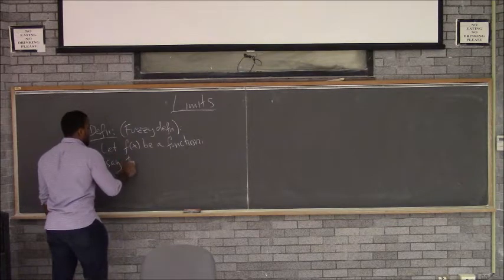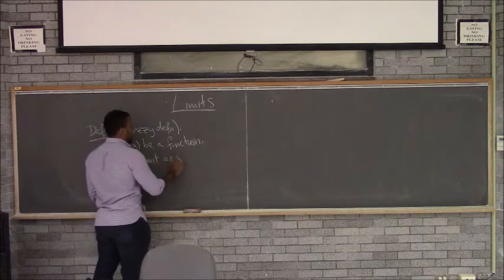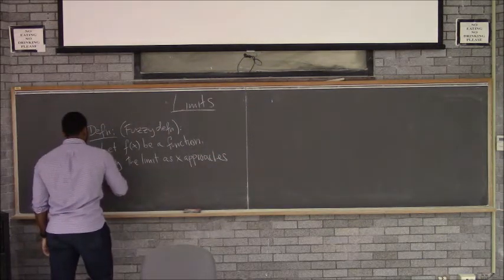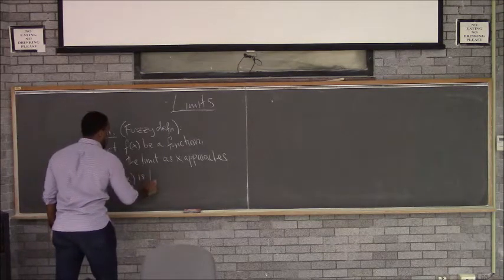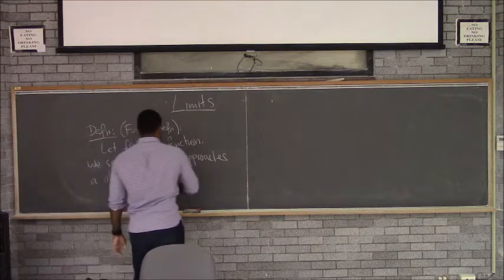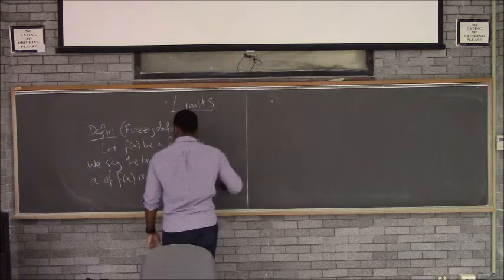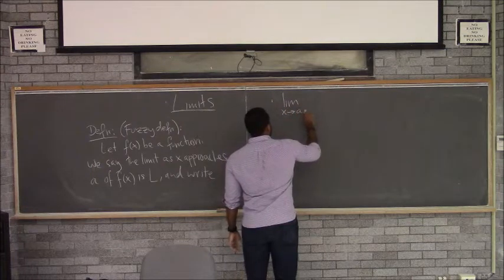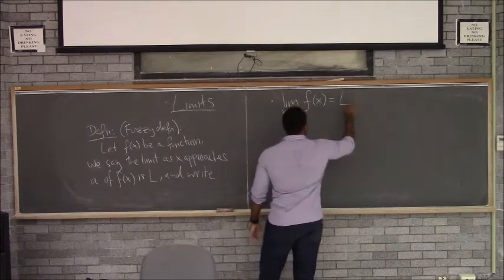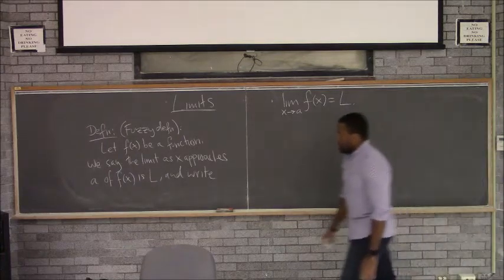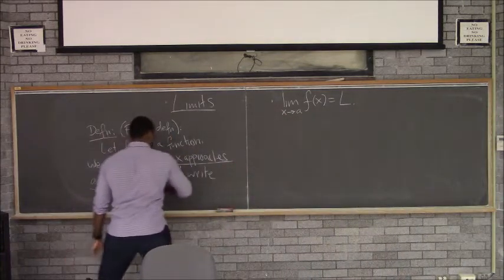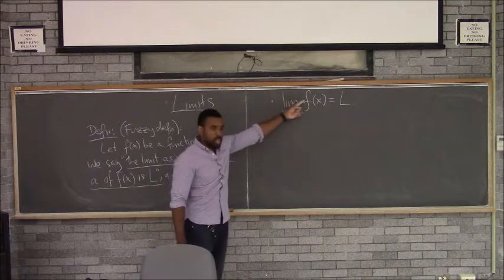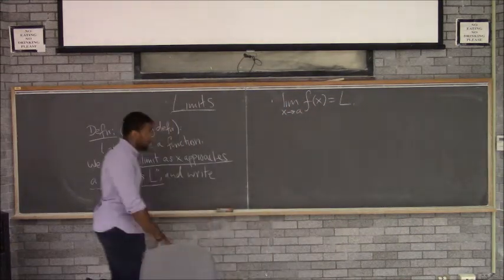We say the limit as x approaches a of the function f of x is L, and we write this symbol, or this set of symbols. Okay. So this is a phrase that we're using. So this thing is read, the limit as x approaches a of f of x equals L, right? That's how I would say it in words, okay?